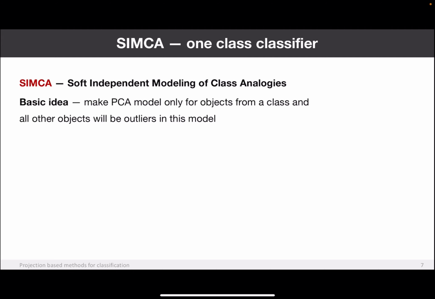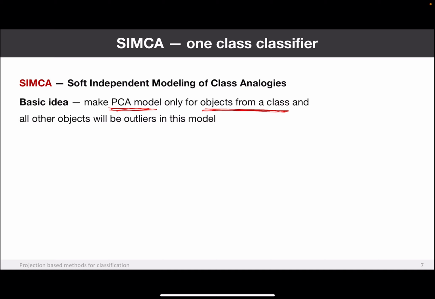Well, SIMCA stands for Soft Independent Modeling of Class Analogies. And the basic idea is, again, simple. It's a PCA-based method. But instead of applying PCA to observations from all classes and then using scores to discriminate the observations, here we take only objects that belong to a particular class, and then we make a PCA model that describes the behavior of these objects in full. And then we use this model as a basis for classification.